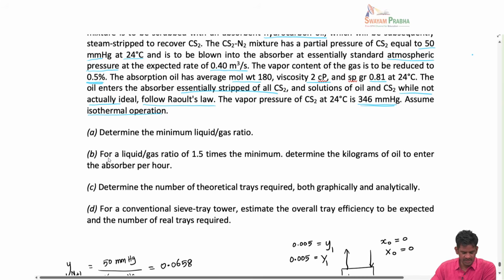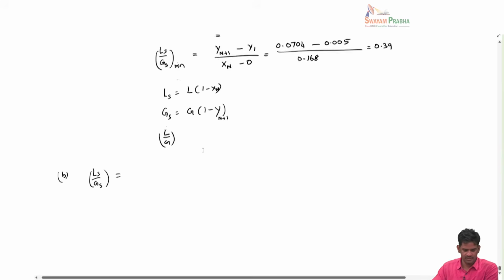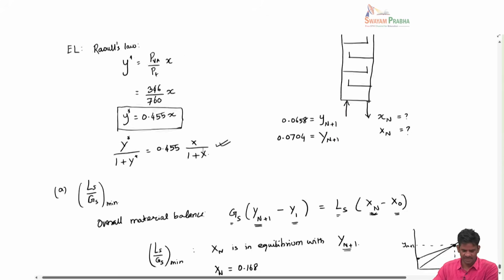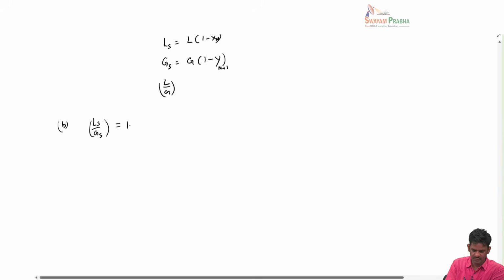And then part B is to find a liquid to gas ratio of 1.5 times the minimum, and then determine the kilogram of oil to enter the absorber per hour. Okay, so in part B, our Ls by Gs value is 1.5 times Ls by Gs minimum.